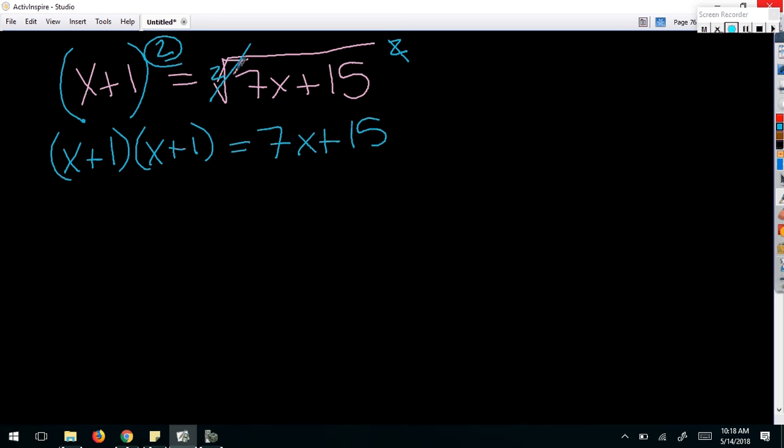And now I'm going to FOIL the left side. So I take x times x, which is what? X squared. X times 1 is 1x. And 1 times x is 1x. And 1 times 1.